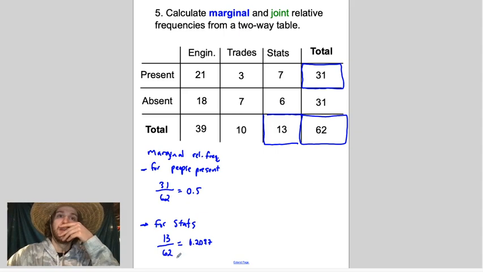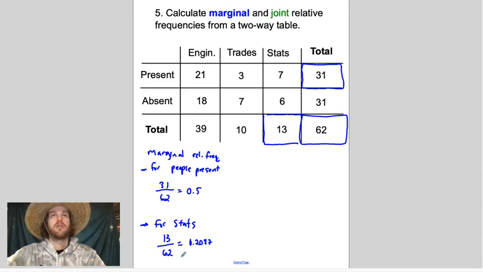Okay, perfect. That's marginal relative frequency for statistics. So this tells me the percentage of my students that are statistics students. This tells me the percentage of my students that are present. So we're looking at two different variables. One is whether they were present or absent, and one of them is the class that we're in. Marginal relative frequency looks in two different directions there.